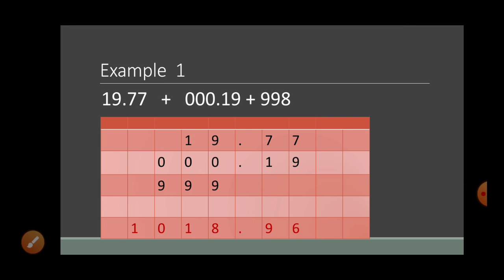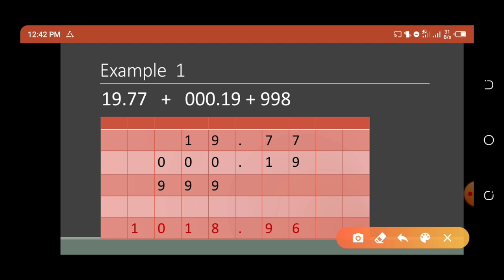Yet another example. 19.77 plus 000.19 plus 998. So I write again 19.77. So for me to write this under, I look for my decimal, I write it here. After the decimal, what do you have? 1 and 9. Before the decimal, what do you have? 0, 0, 0. And then you have 998. I wrote 999 here. Sorry about that. 998. And it does not have a decimal point.